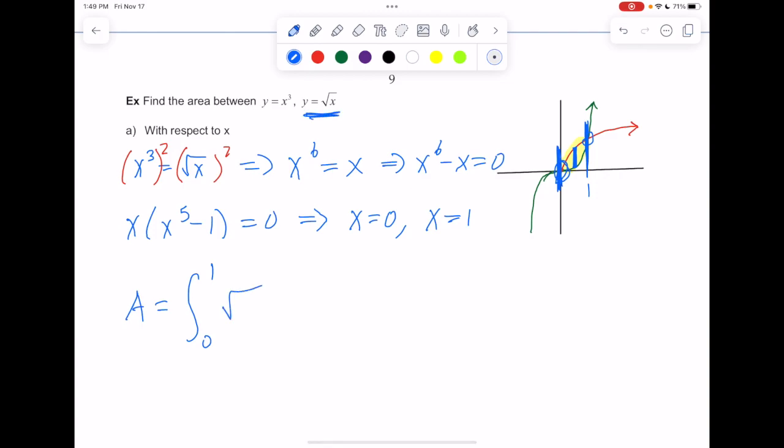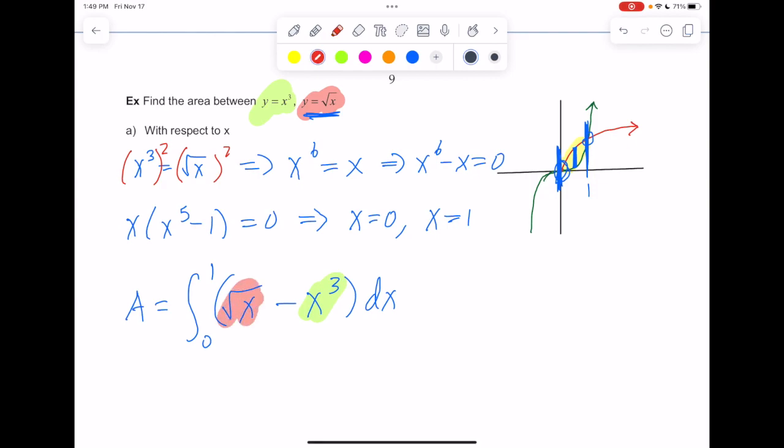So square root of x for the top, minus the bottom y value, which is the green cubed function, so y equals x cubed, and then the width of our rectangle is dx. So just doing a little color coding here. The red function was y equals the square root of x, and the green function was y equals x cubed. So we did the x cubed for the bottom, and we did the square root of x for the top because that's the arrangement on the graph that we have over there.